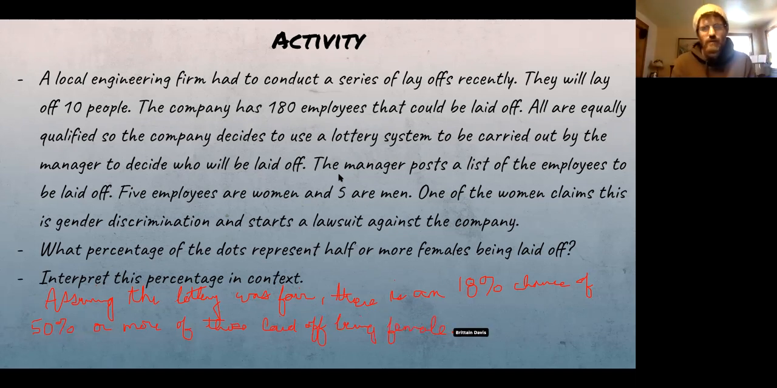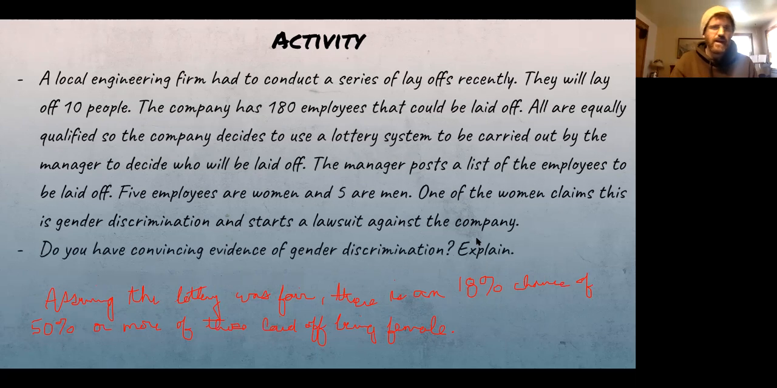Okay. So I think we have a question to this effect, but really the idea is, is 18% something that makes you question whether it was fair or not? Just an 18% chance of what happened actually happening. Is that fair or is that unfair? And that's really the key. You have to determine if 18% is unlikely or if it's fairly likely. Okay, so let's see here. Do we have convincing evidence of gender discrimination?